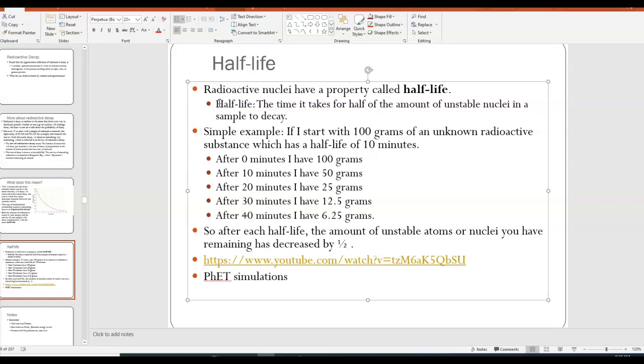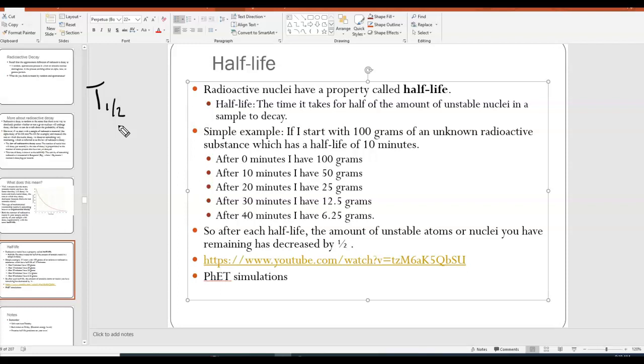Also notice that half-life is by definition a time. Now, the typical way to write half-life is to use a capital T for time and then to put a subscript 1/2. So T1/2 represents half-life. For any given radioactive substance, this is usually a constant value. So here's a simple example.